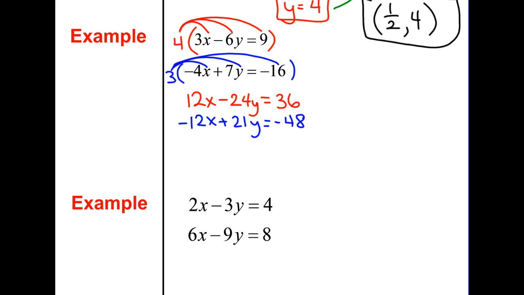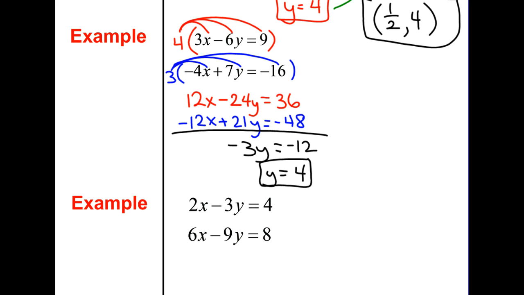Now all we have to do, you can look, if we add these together, we're going to cancel out because negative 12x plus 12x is going to be 0x. Negative 24y plus 21y is negative 3y. And 36 plus negative 48 is negative 12. Now simply divide by negative 3. y is going to equal 4.